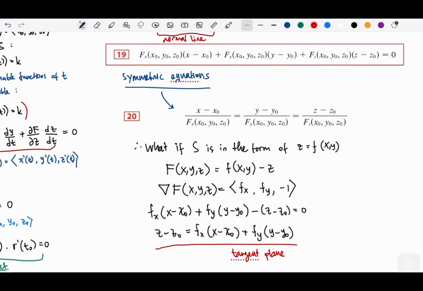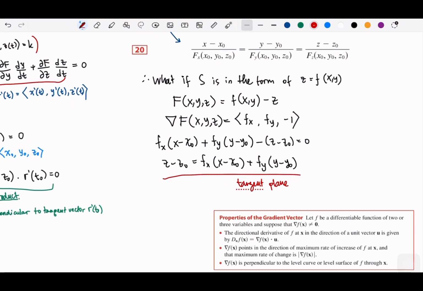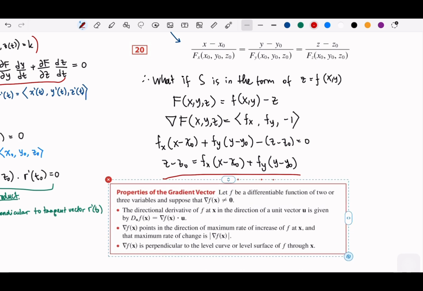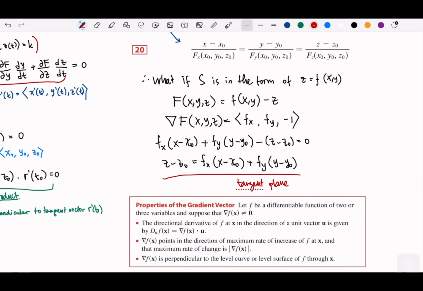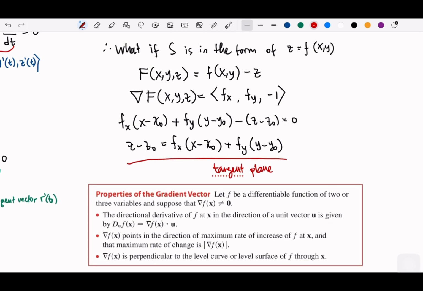Okay, just one small note on the gradient vector. This is just a conclusion property. So the gradient vector, or del f: suppose f is differentiable and del f is not equal to zero. The directional derivative, as you can derive from the previous part, is del f dot u, right? u is the unit vector.